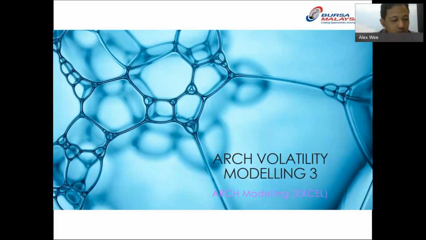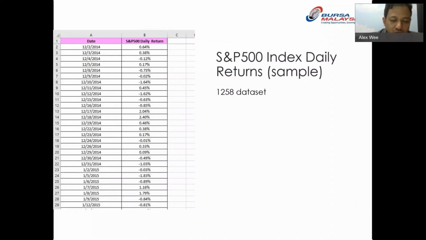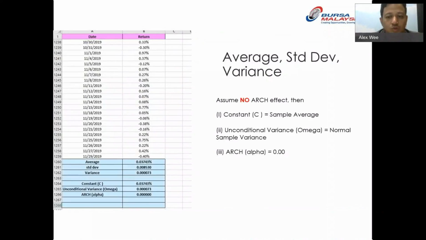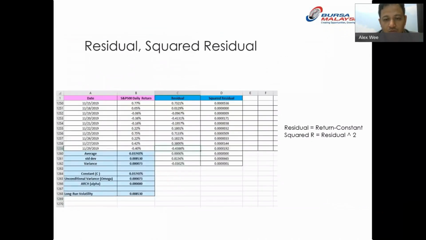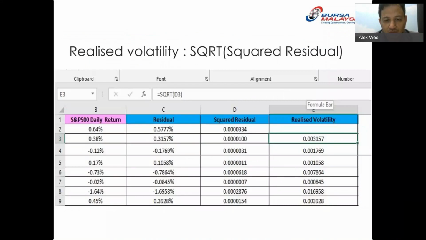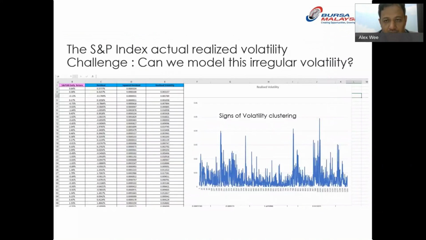So, ARCH modeling using Excel. You can do this step by step. Of course, if you do not know how to do this, you can always go to YouTube to find it. There are a lot of YouTube channels that teach you how to do ARCH and GARCH modeling in Excel. I'm just going to go through it quickly, so that you can use Excel step by step, using the residual square method and by finding the realized volatility. At the same time, we can model this irregularity, which is the volatility clustering.